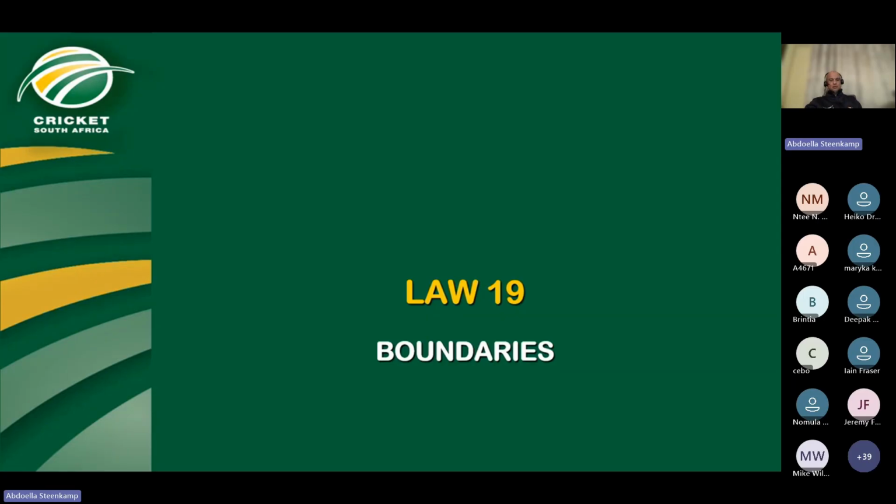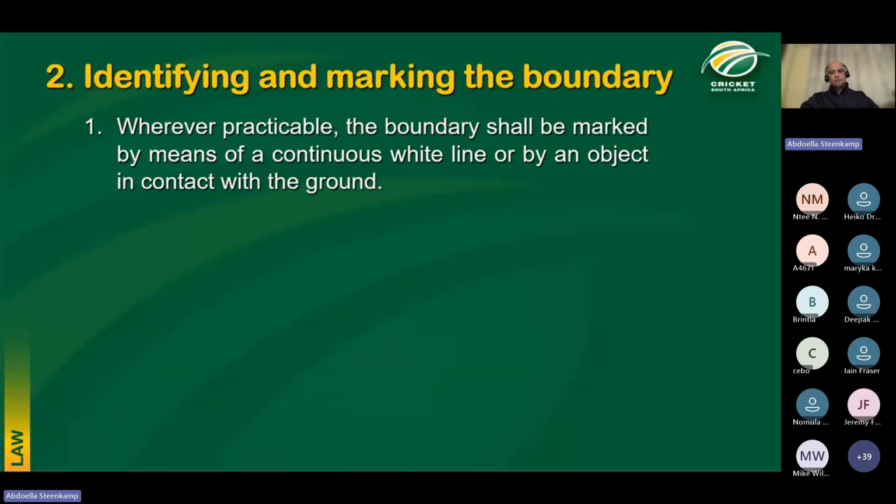Next law, boundaries. If possible, the boundary is to be marked by a continuous white line or by an object in contact with the ground like a rope or those Toblerones. Preferably, but we all know it's not always possible.